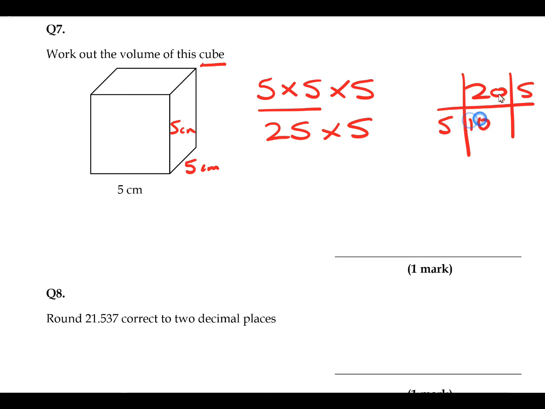5 2s are 10 plus the 0 we ignored. 5 5s are 25. Add the two numbers together and we get 125. Now it's volume, so don't forget your units are going to be cubed. So it's 125 centimetres cubed.